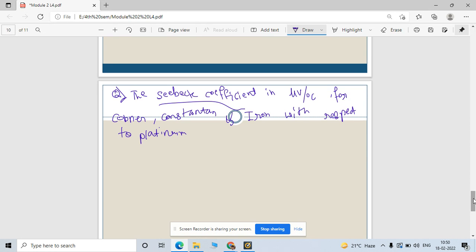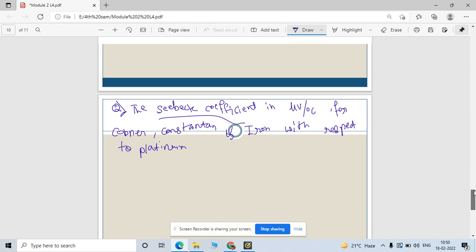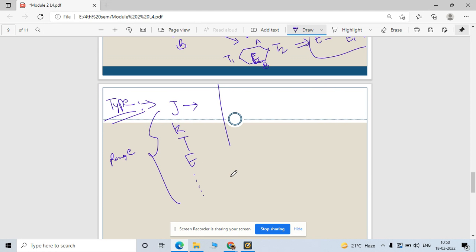You can also observe that, see here, I forgot this point. For example, these metals are joined. One is copper and second is platinum, and you want to measure the sensitivity of the overall system. So these are the junctions, J1 and J2. It has some potential, T1 and T2.